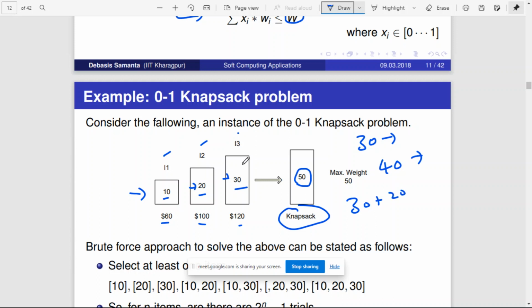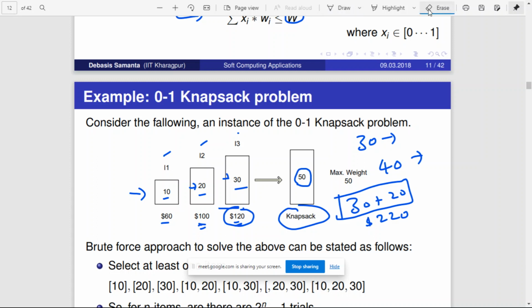30 and 20 means his knapsack will be full, and also the cost of this item is actually more, 120. He will be looking for the item whose cost is more. He will not mind about weight until it reaches 50 kg. So probably he will pick up 30 and 20, so that 50 kgs is reached, and he gets $220 worth of product.